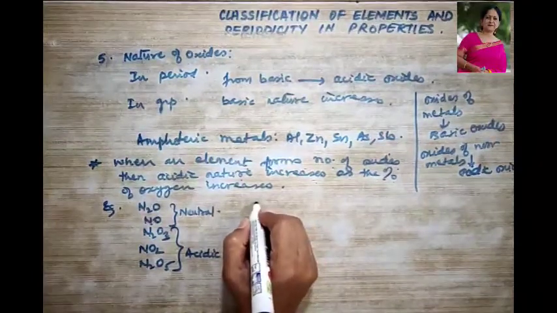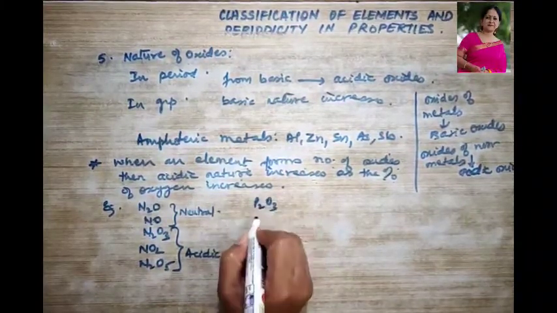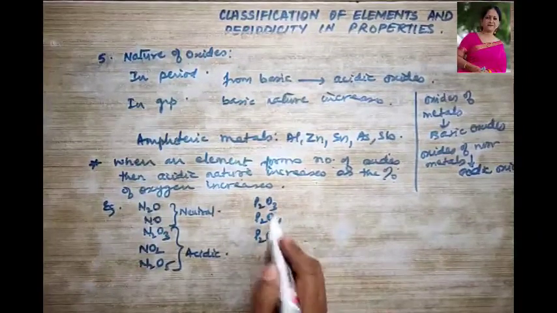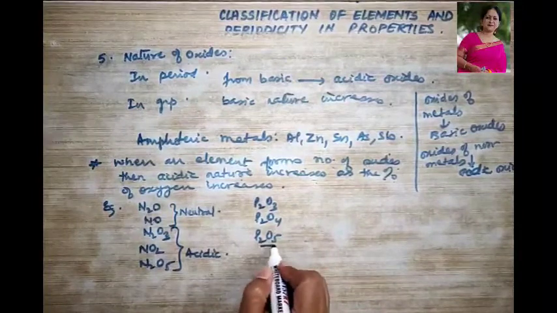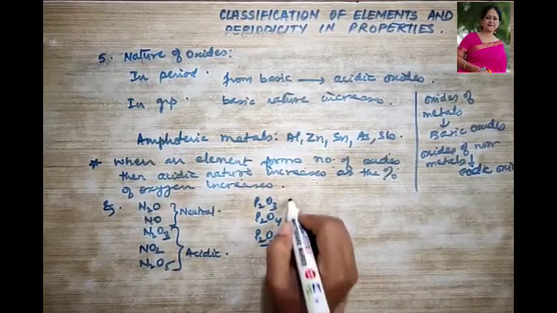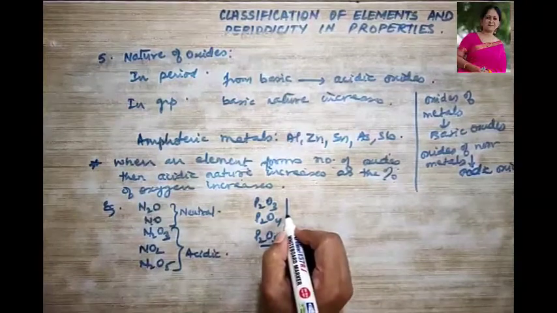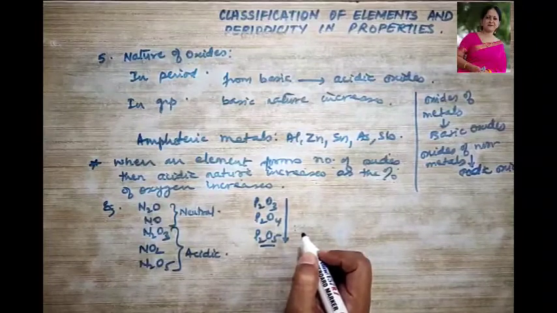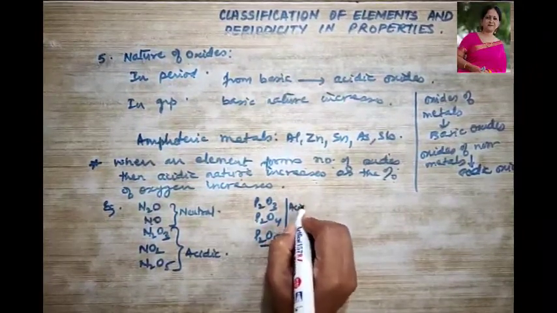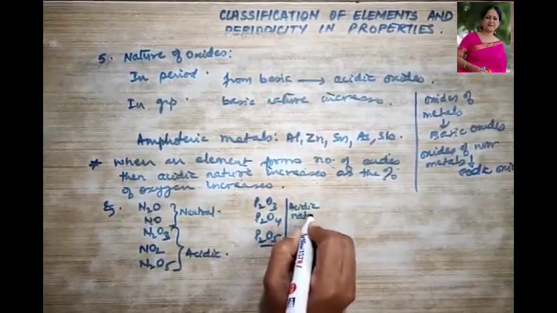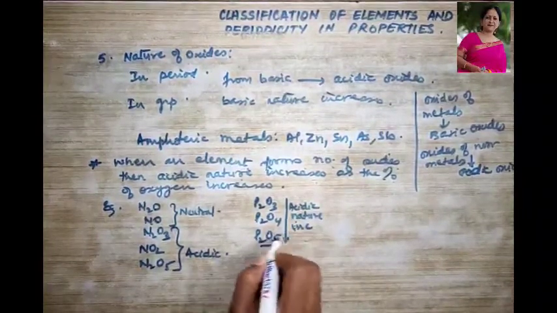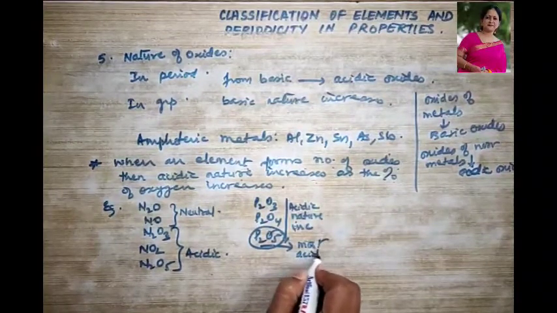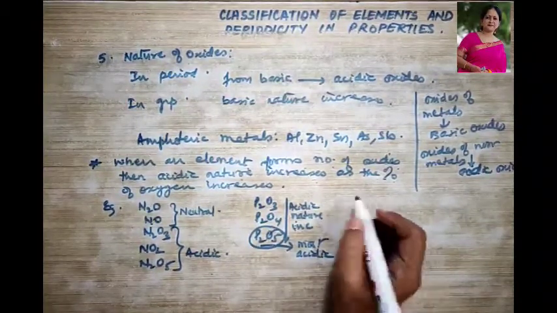Let's talk about another example like P2O3, P2O4, P2O5. So which one is most acidic? Definitely P2O5 is most acidic. So what do we say? As we go down, the acidic nature increases. Why? Because this is most acidic. Clear?